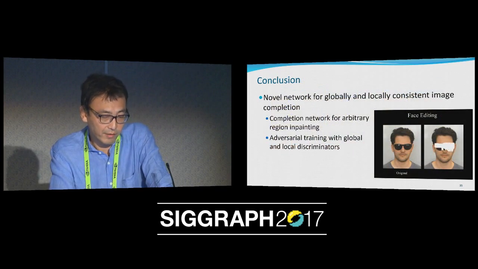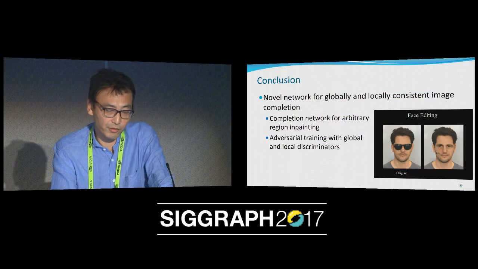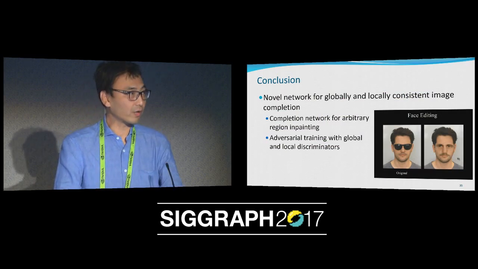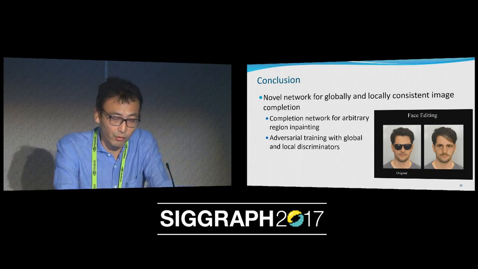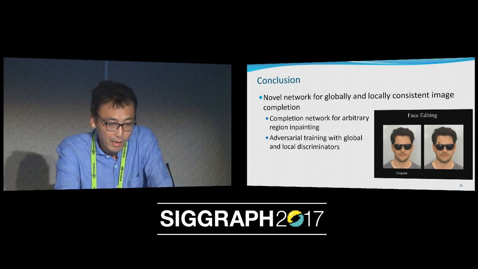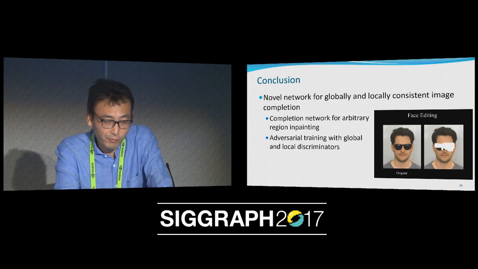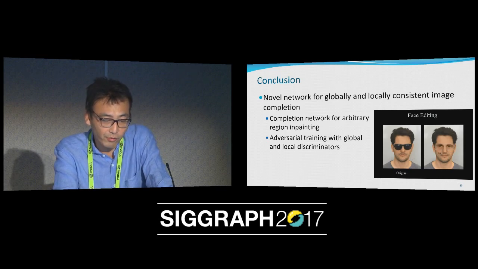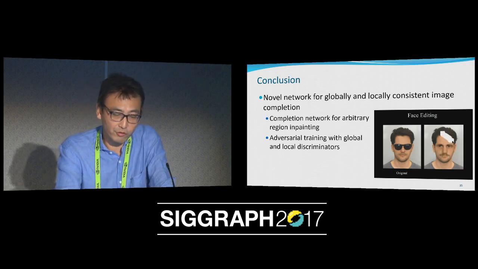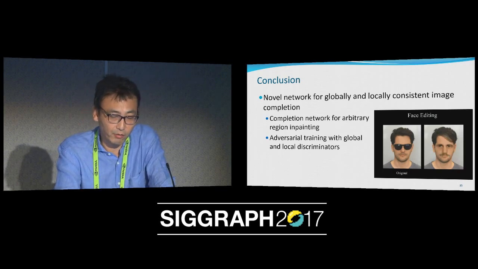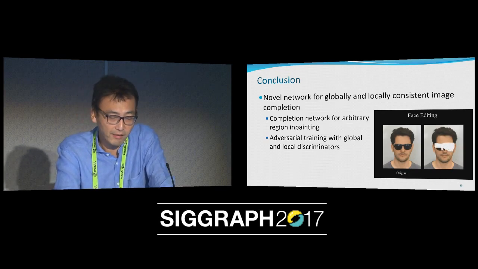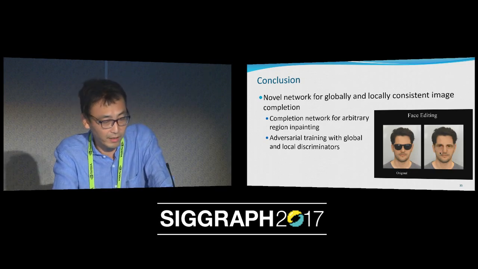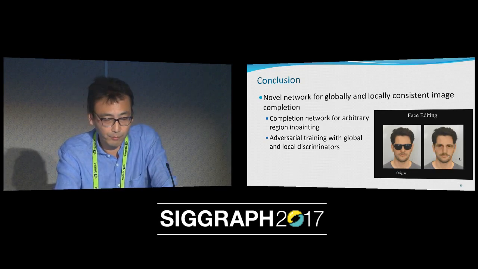Okay, so I have presented a novel approach for image completion that produces globally and locally consistent image completion based on convolutional neural networks. We have proposed a completion network that can inpaint arbitrary regions in images of any size. By using the global and local discriminators, it is possible to train the completion network to produce realistic image completion that is both globally and locally consistent. Thank you.